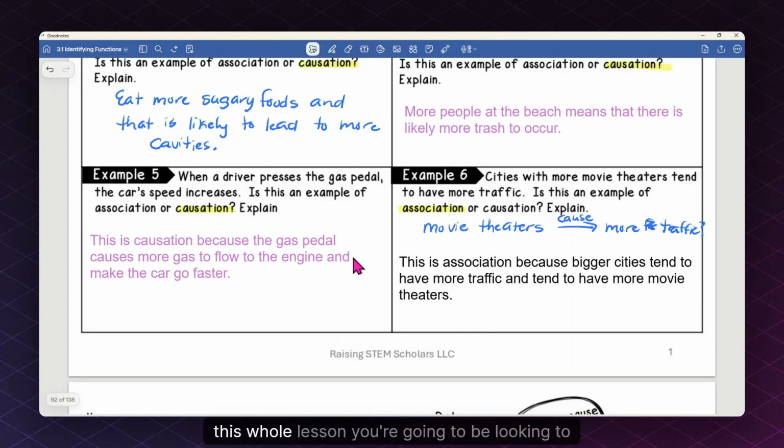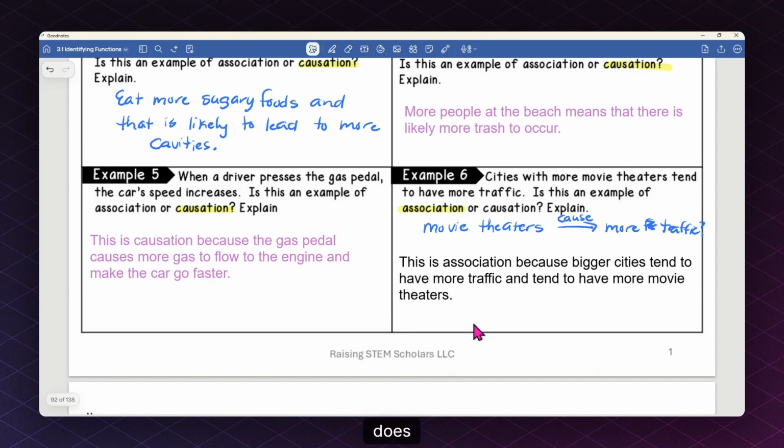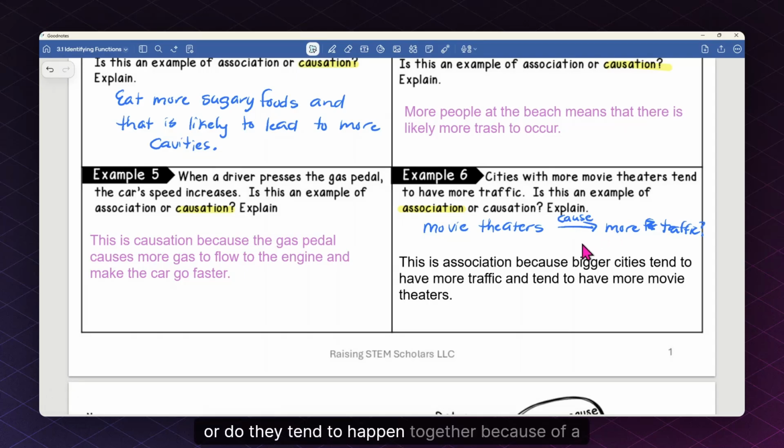So this whole lesson, you're going to be looking to see, does one directly cause the other, or do they tend to happen together because of a third reason? If it tends to be because of a third reason, it's going to be association. If it directly causes it, it's going to be causation.